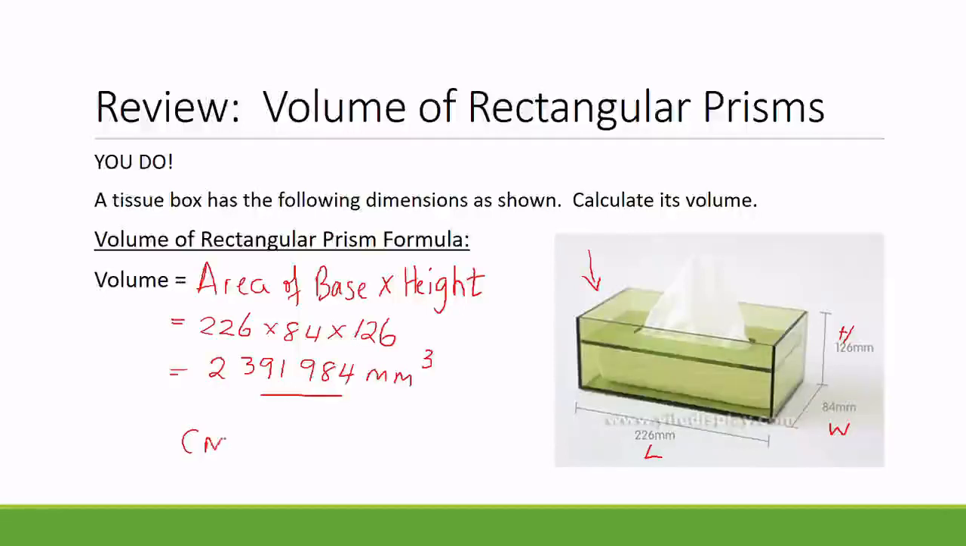You could also, as an extension, maybe work it out in cubic centimeters. Perhaps all of these measurements here, you can change to centimeters by dividing them by 10. That could be a nice little revision from last term. Now you might like to try that yourself. You might like to pause the video, check your answer. You might like to also calculate it in cubic centimeters. But again, I'll meet you on the next slide.